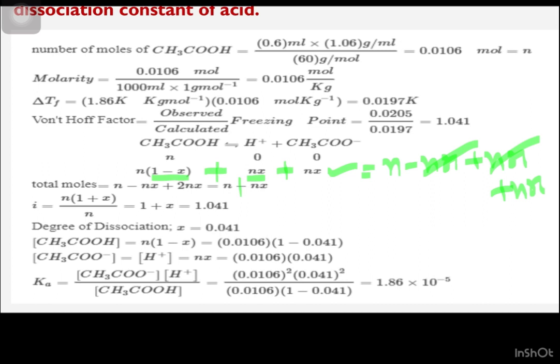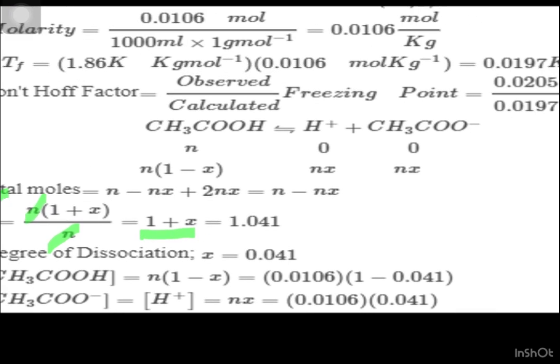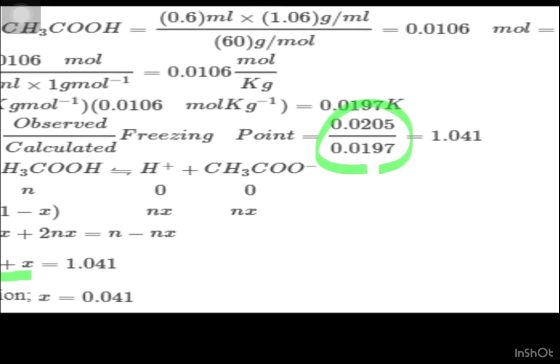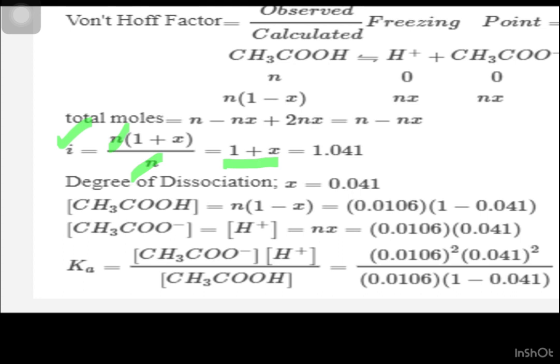N plus nx only, divided by the number of moles before association or dissociation in this case. So before that it was n plus 0, that is n. So that n is here now. When you put the values here, this cancels. So 1 plus x I have got as the value of I, and earlier by taking this ratio, we got the value of I as 1.041. So we equate the two. So x comes out to be this.